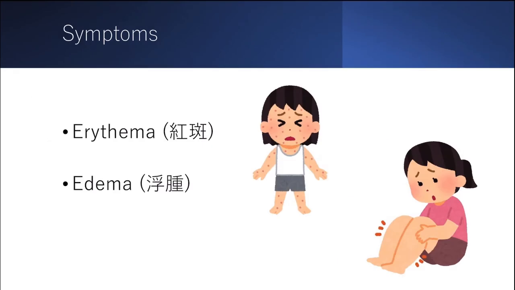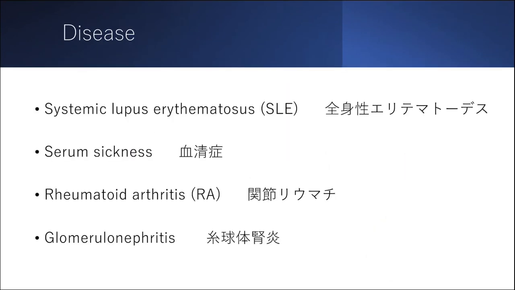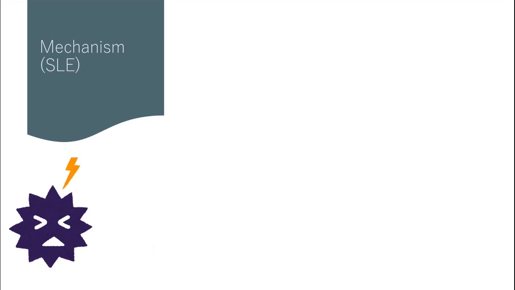In skin reactions, inflammatory responses such as erythema and edema are observed. Examples of diseases associated with type 3 hypersensitivity include systemic lupus erythematosus, SLE, serum sickness, rheumatoid arthritis, RA, and glomerulonephritis. Let's examine the mechanism of type 3 hypersensitivity using SLE as an example.